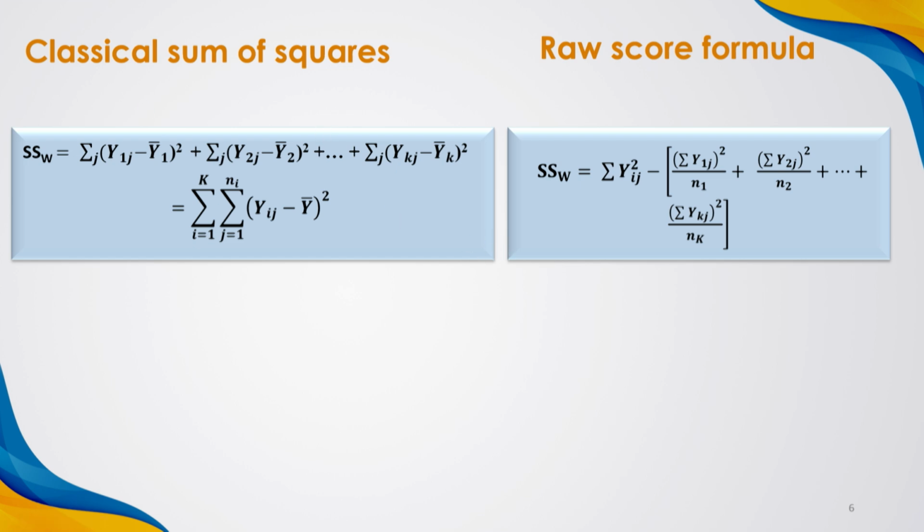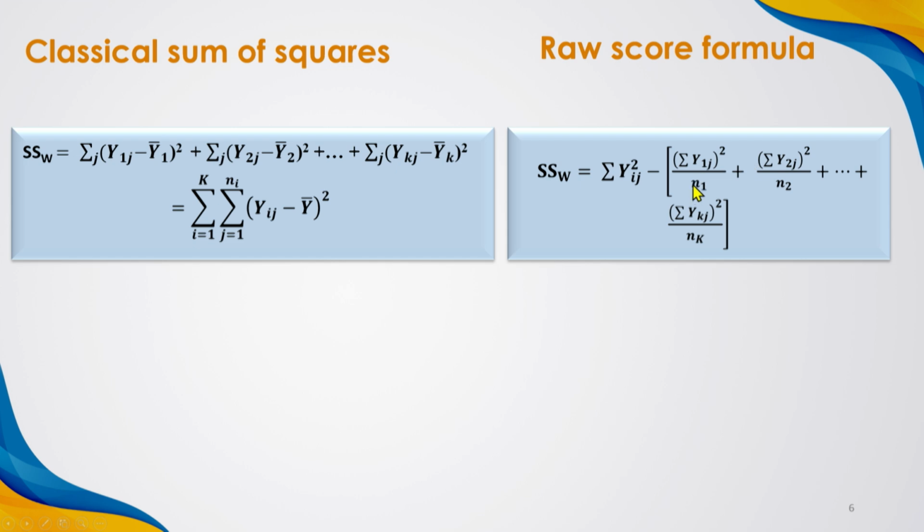So, the within sum of squares using the raw score formula will go like this. Instead of finding out the deviation and then squaring and then summing in all the groups, you can directly take all the observations, square them, and sum. So, basically when you have observations in your group, irrespective of the group, you are going to square the observation and you are going to take the sum. So, this is your first term.